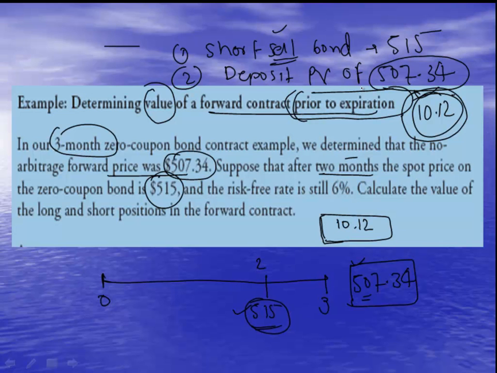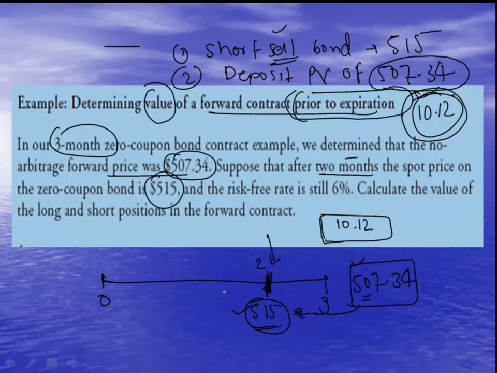So, the present value of the contract, if the original maturity is 3 months and you are here at 1 month, whatever actions you need to do today are for the remaining 2 months. So you take the present value only for that period.